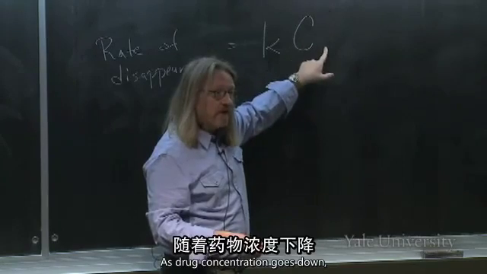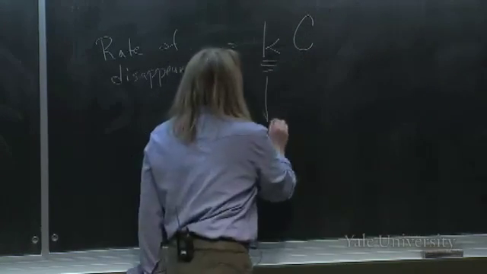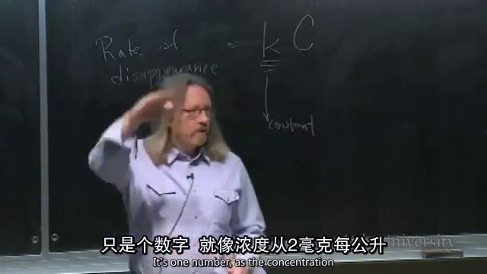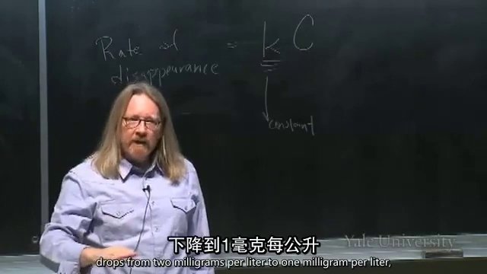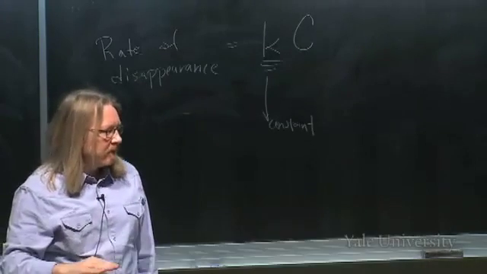As drug concentration goes down, since K is a constant for any particular drug, it's one number. As the concentration drops from 2 milligrams per liter to 1 milligram per liter, the rate that your body eliminates it goes down by half as well.